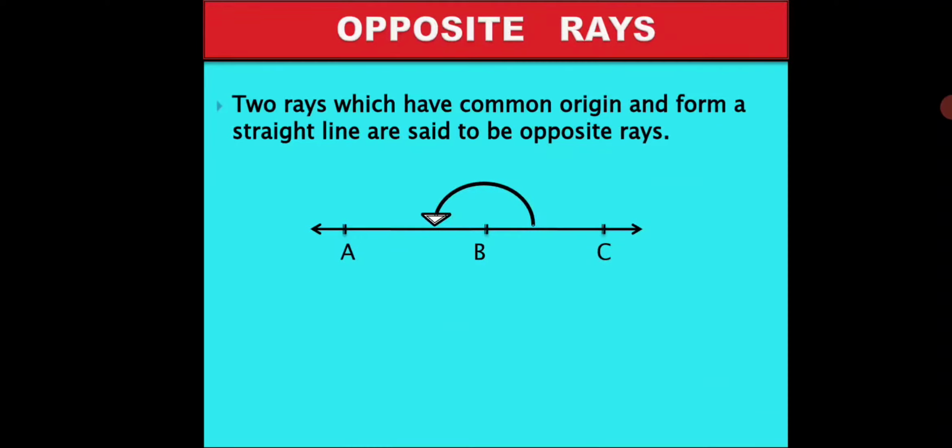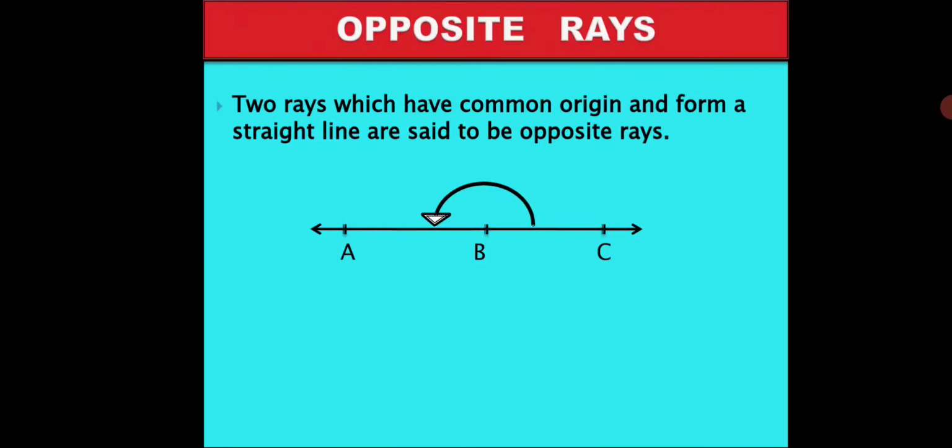The first one is opposite rays. Look at the figure given below. In this figure you will observe that ray BC and ray BA meet to form a straight angle and we get a straight line. Here ray BC and ray BA are opposite rays and point B is the common point of both the rays at which these two rays are meeting. It means two rays which have common origin and form a straight line are said to be opposite rays.